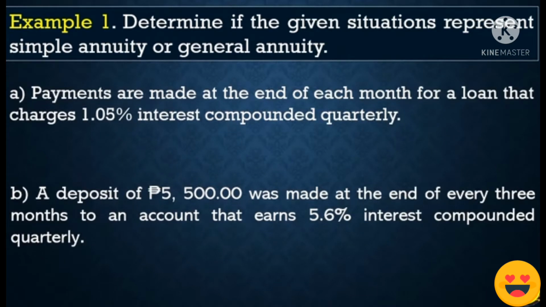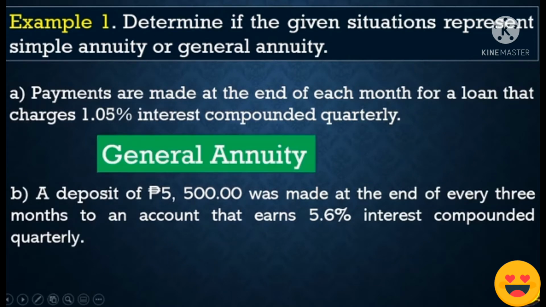So sa letter A, ang titingnan natin diyan yung payment interval sa interest period. So yung payment interval natin dito sa letter A is every month. Pero yung interest period natin is quarterly. Therefore, hindi sila pareho. So the situation represents a general annuity because they are not equal.